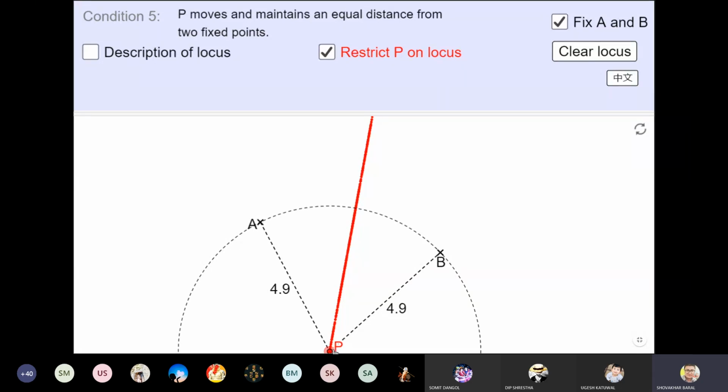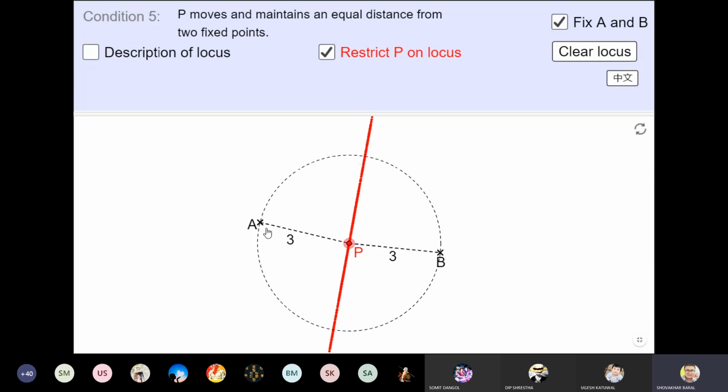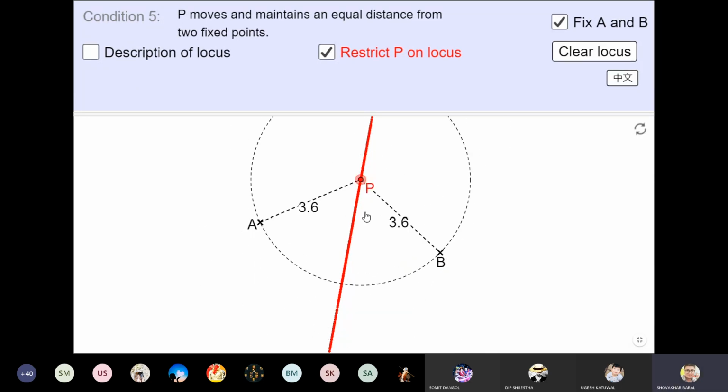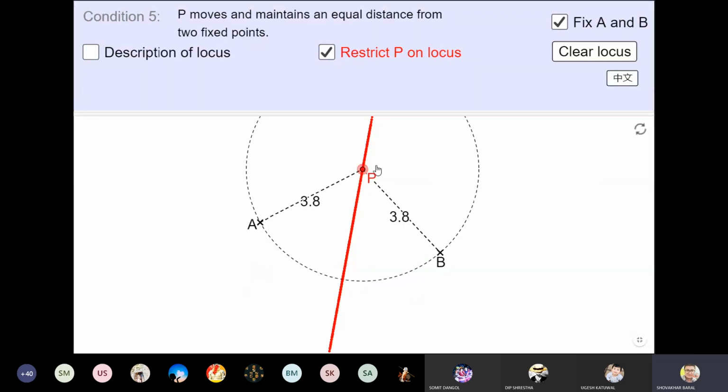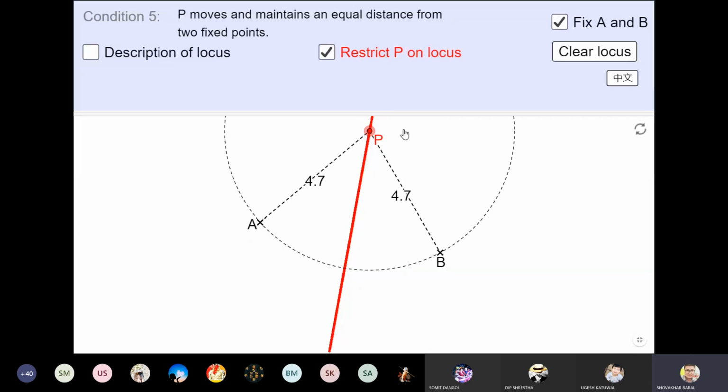I'll try to find the equation later. But if the point is moving in such a way that its distance from A and B is always fixed, or is always same, then it will form a straight line. Do you understand or not?